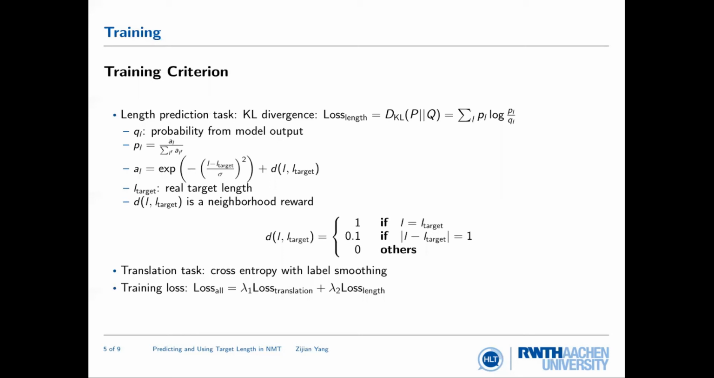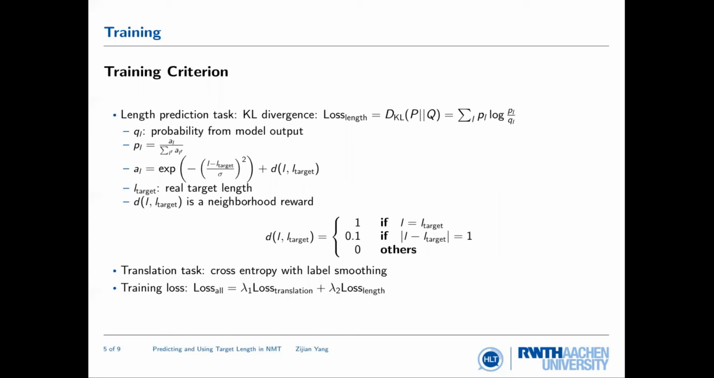In contrast to cross entropy with label smoothing, in which other labels are treated equally, due to the Gaussian function and the neighborhood reward, the probability PL becomes smaller if L is further away from L target, which creates the desired relationship between each class in the classifier.